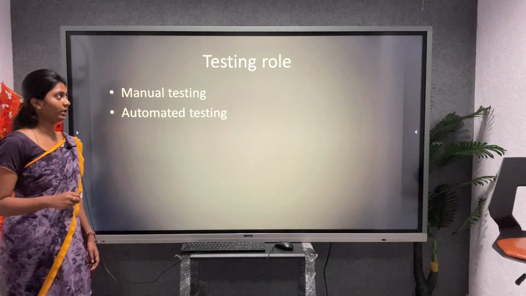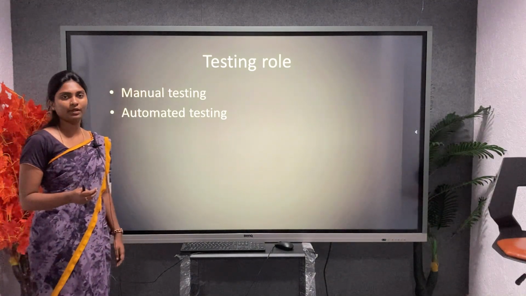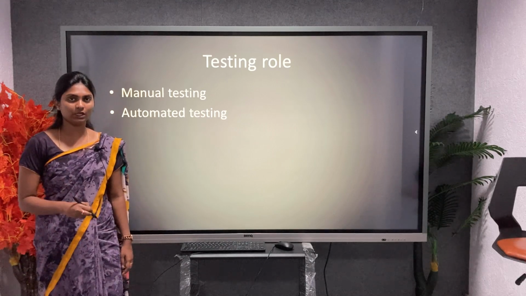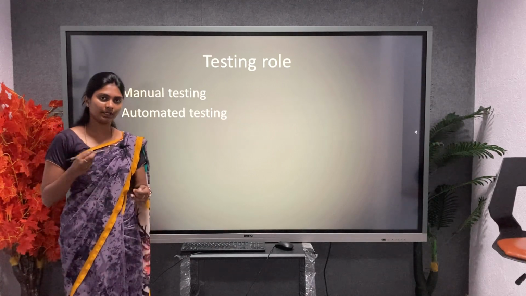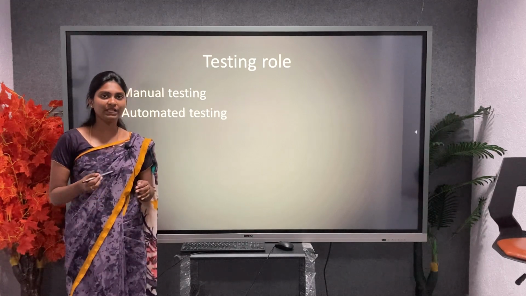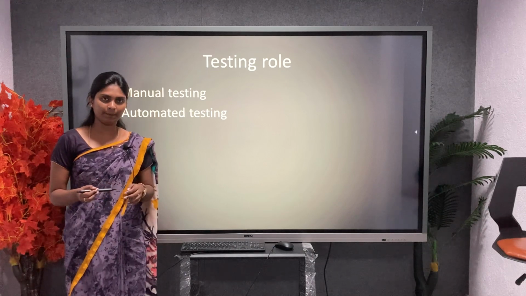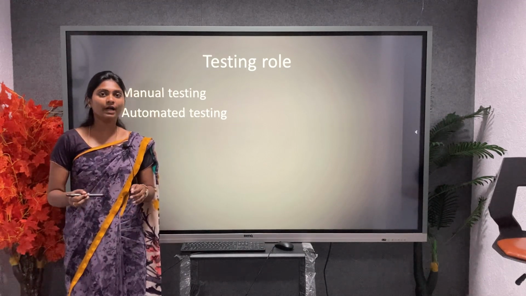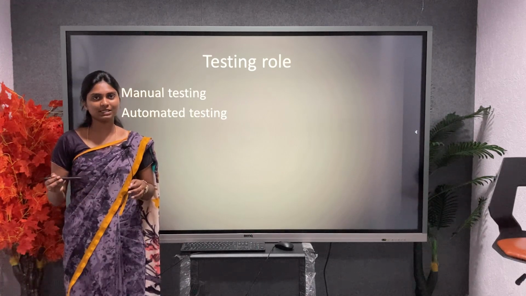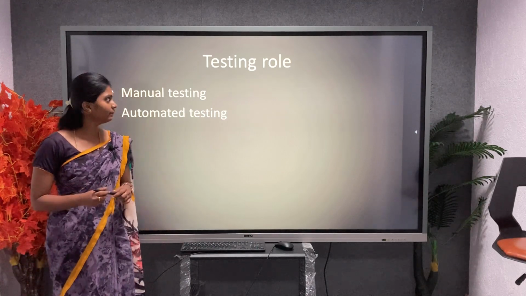Next, what is the testing rule? Yesterday I did not say anything about testing, now I am saying about the testing rule. What is the testing rule? It is finding bugs and preventing bugs, following particular standards, and developing the best quality according to the standards of the organization.